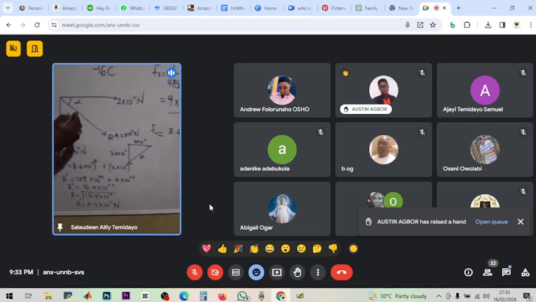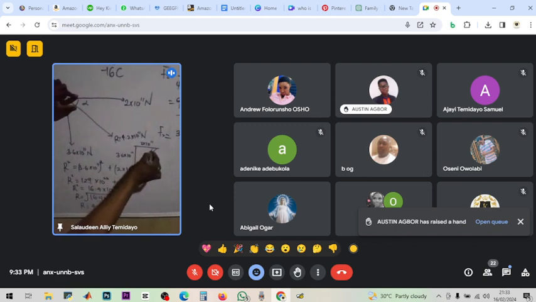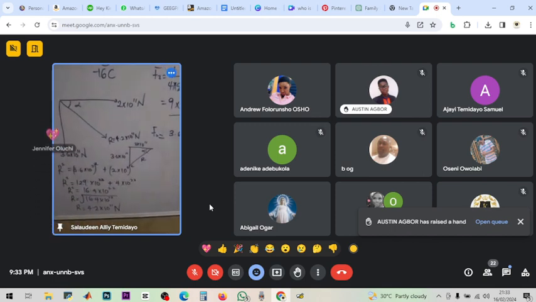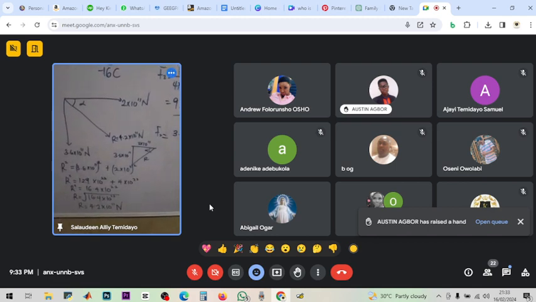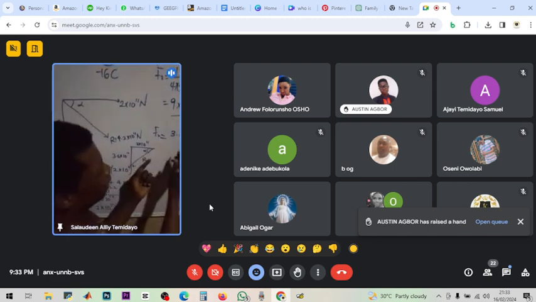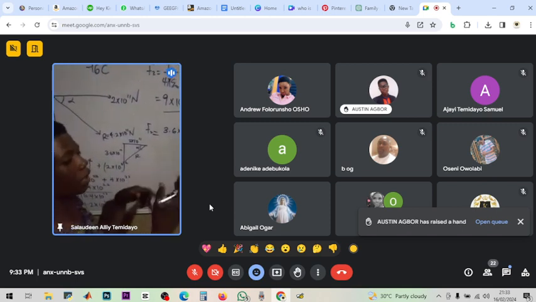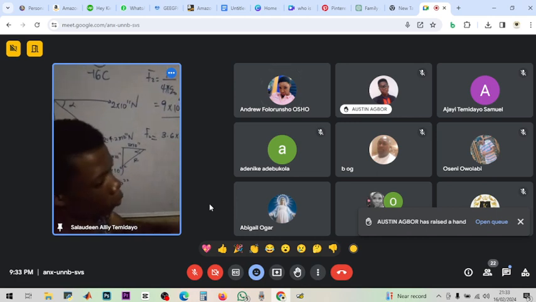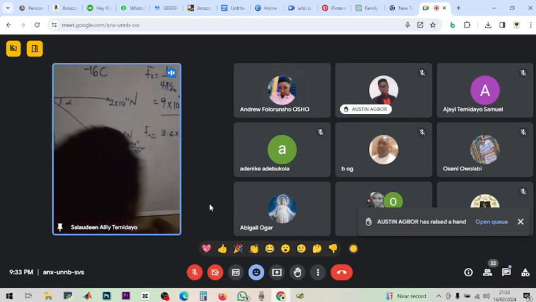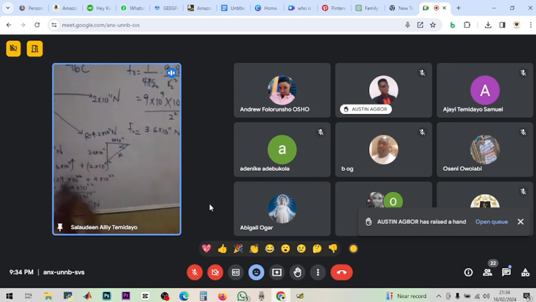So now you're only looking for alpha. Don't forget how alpha is inclined. It is inclined to the horizontal. We know what trig ratios are. Trig ratios are: sine theta equals opposite over hypotenuse, cos theta equals adjacent over hypotenuse, and tan theta equals opposite over adjacent. Since I have the three values here, I can use anything.